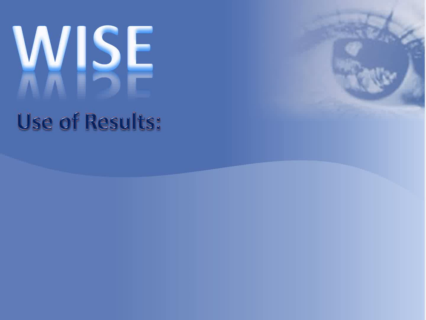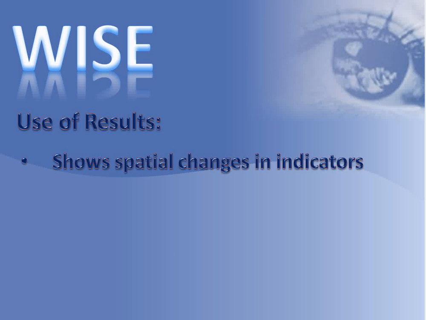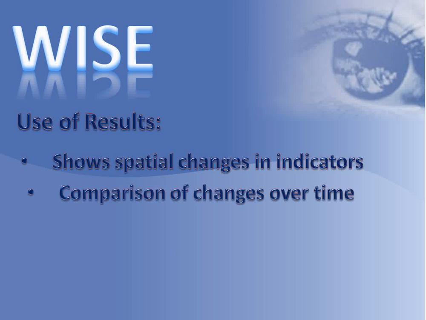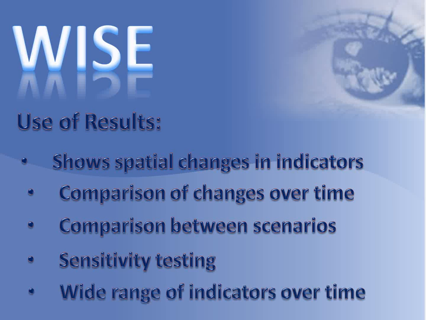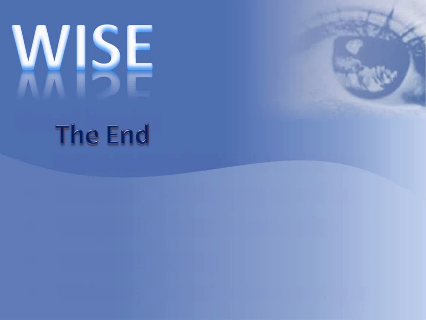The strengths of the results from WISE are that it can show spatial changes for a range of indicators. You are able to do a comparison between the indicators over time for a scenario. You are also able to compare how the indicators change between scenarios, and you also set up the model to do sensitivity testing for different parts of the system being modeled. Overall, WISE provides a wide range of indicators in social, environmental and economic areas.